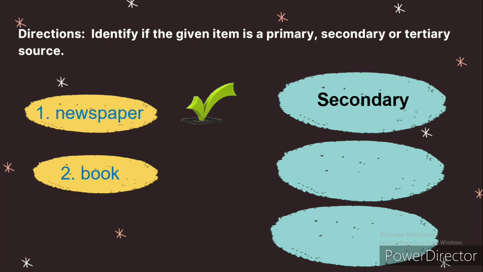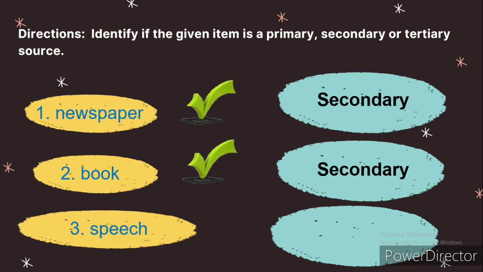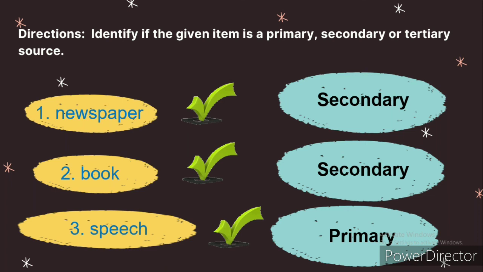Next, number 2. We have book. Is it an example of a primary, secondary, or tertiary source? Very good, secondary. Because it only describes, interprets, or analyzes primary sources. Next, let us have speech. Is it an example of a primary, secondary, or tertiary source? Very good. Primary, because it is first-hand or raw account.